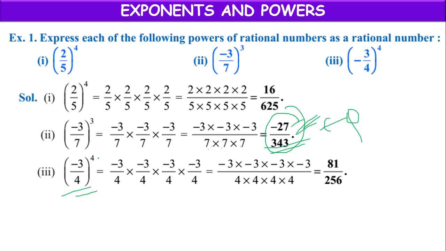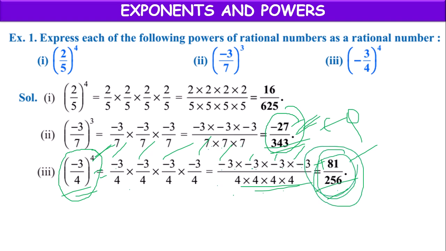Next one, minus 3 by 4 whole power 4. What does it mean? Minus 3 by 4 to be multiplied with itself 4 times. Exponent is 4, that's why 4 times. So numerator minus 3 we can multiply 4 times. Denominator 4 we can multiply 4 times. But in the numerator, minus is multiplied 4 times, which is an even number of times. So we can keep plus directly. So 3 into 3 into 3 into 3, 81. 4 into 4 into 4 into 4, 256. So the answer is 81 by 256.